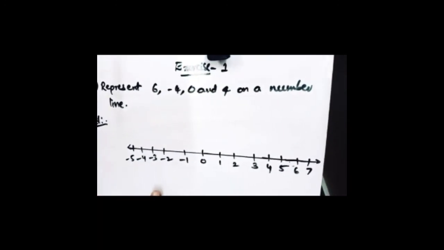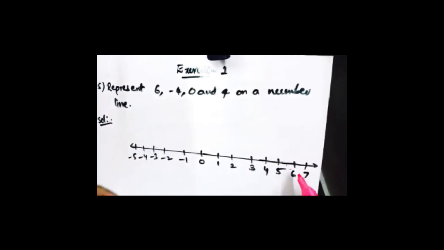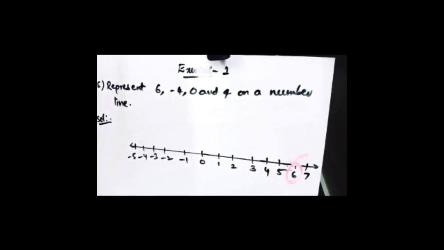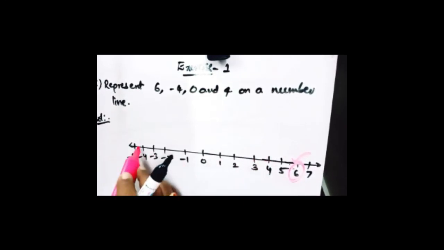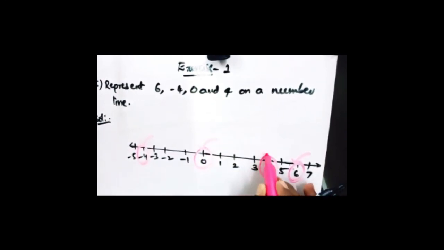So now we are representing these given integers on this number line. First one is the given positive 6. So positive 6 we have on the right side of 0. So you should mark the 6 here. The next integer is -4. On the left side, you can mark the -4. The next is 0, you can tick the 0. The last one is positive 4, that is you can tick on the right side of the 0.